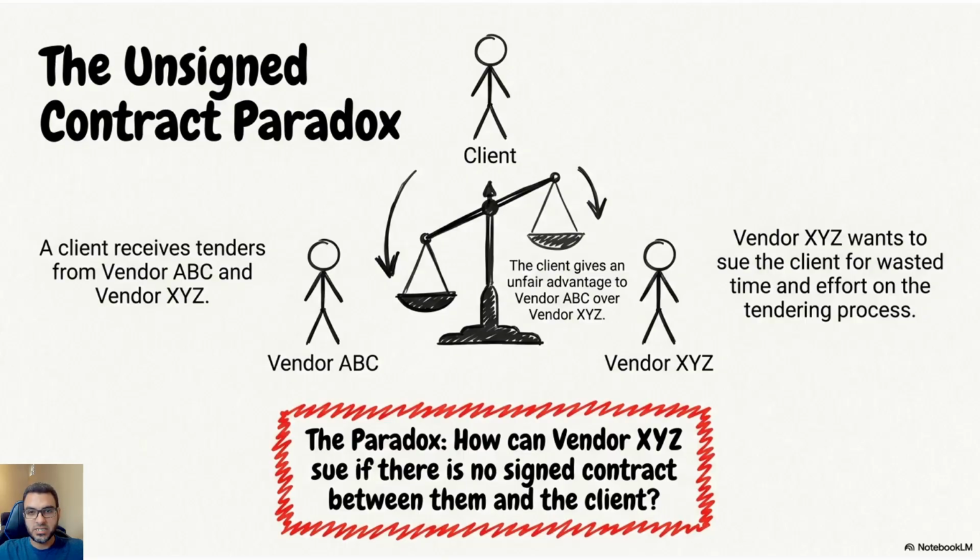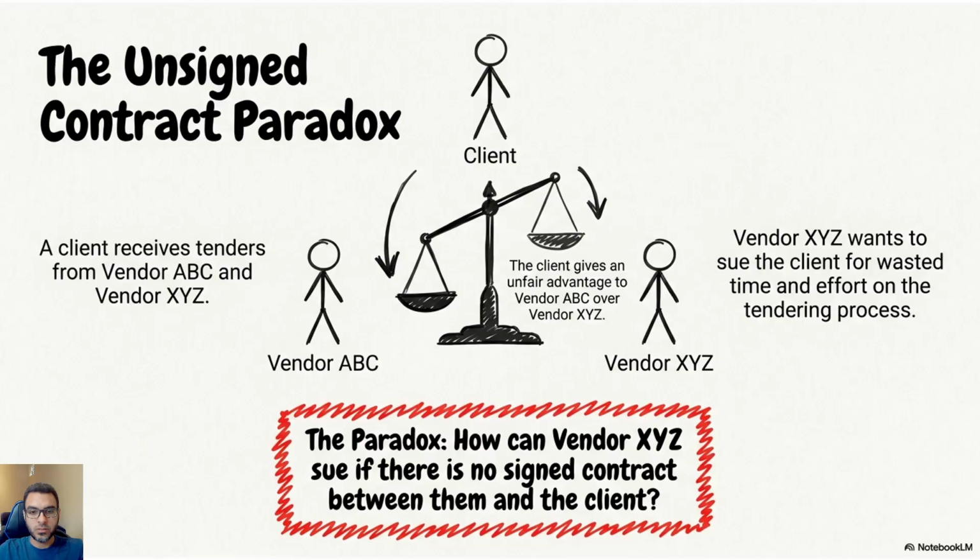They both received a call for tenders from a client. They both prepared their tenders and submitted them. Yet, the client favored vendor ABC over vendor XYZ. For example, selected them based on a criteria that was not clearly written and communicated in the call for tenders.